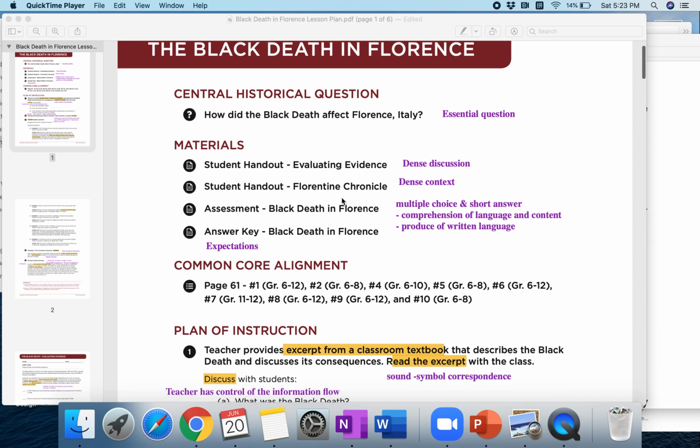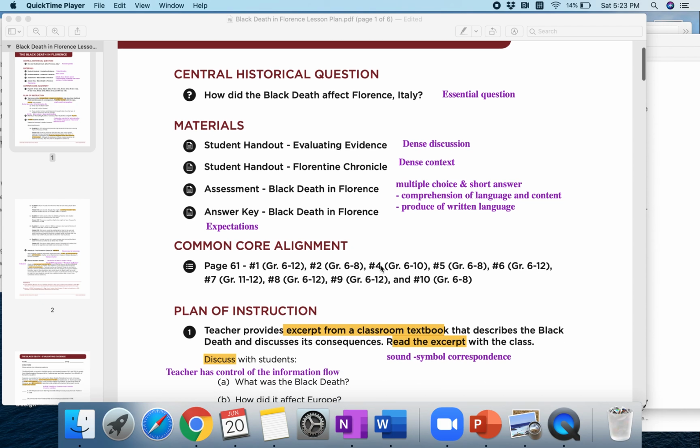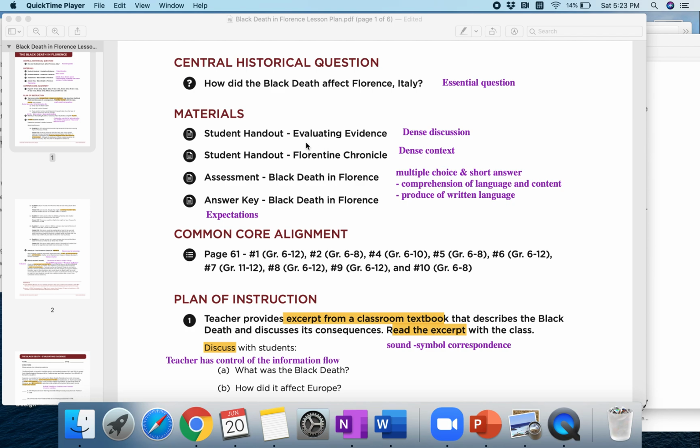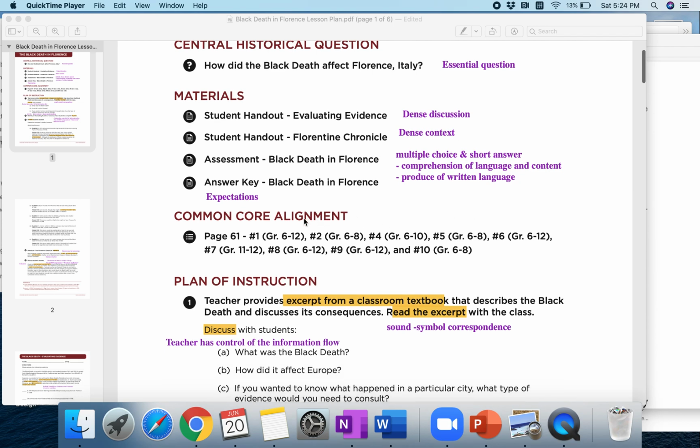So some of the materials that are given out as handouts are two student handouts, of which the first is an evaluating evidence paper, and the second one is the Florentine Chronicle paper. I think the evaluating evidence paper will introduce dense discussion among the student group, while the Florentine Chronicle will have a dense context learning curve. It also comes with an assessment.